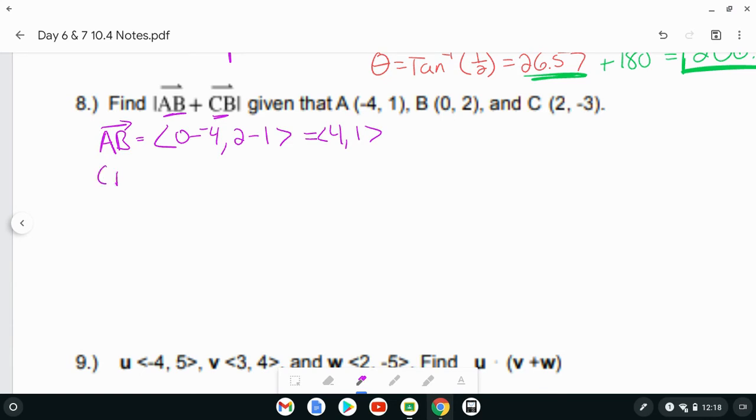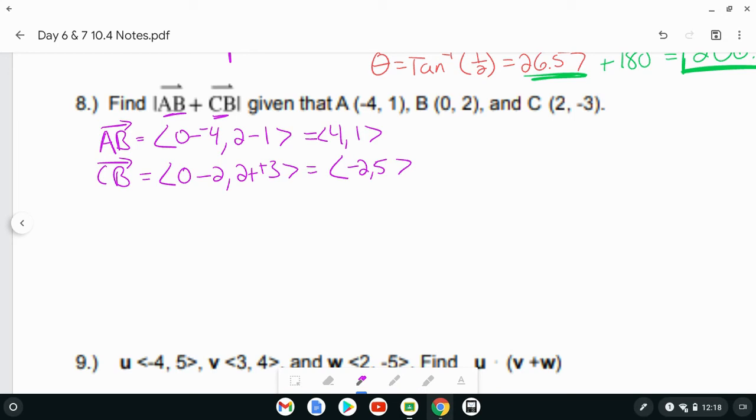For CB vector, we would do 0 minus 2, and then 2 minus negative 3. So our component form for number 8 would be negative 2, comma, positive 5. Be careful about those double negatives.